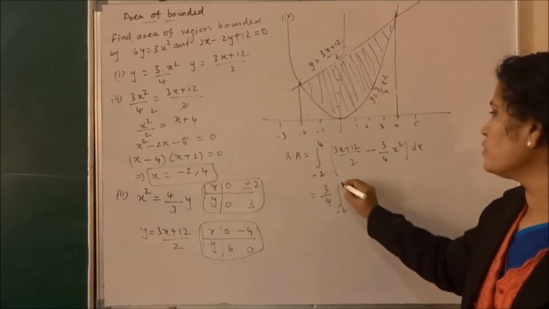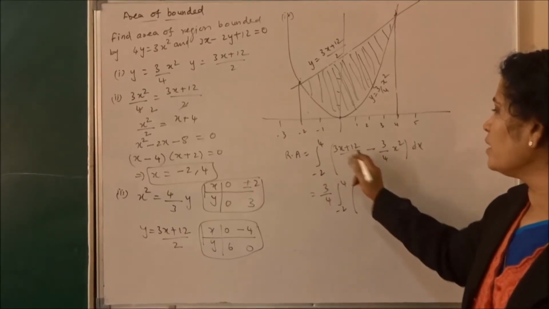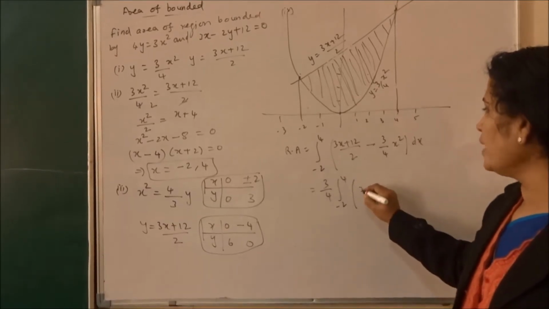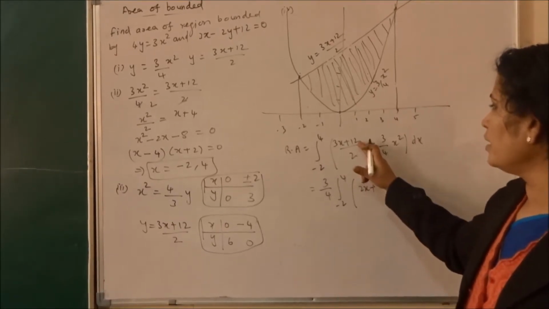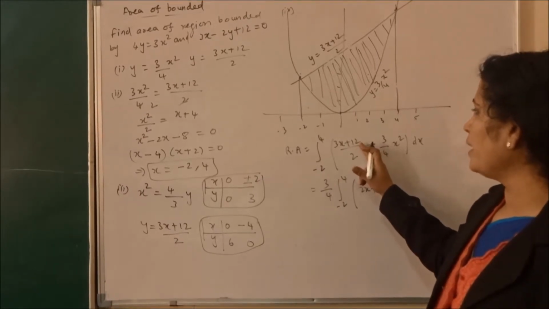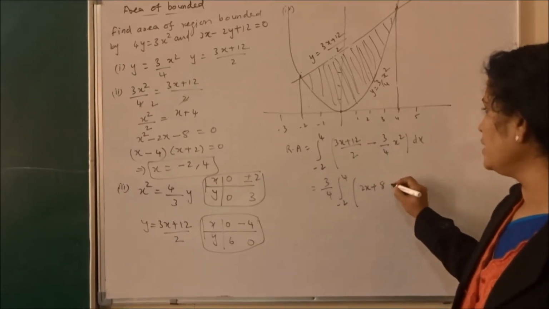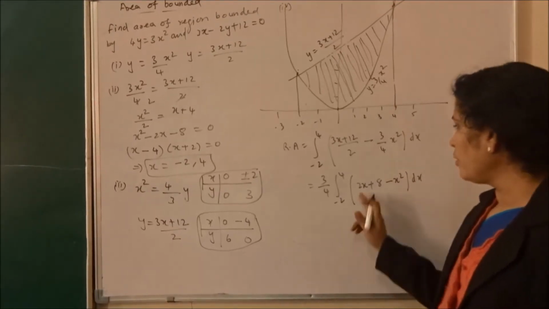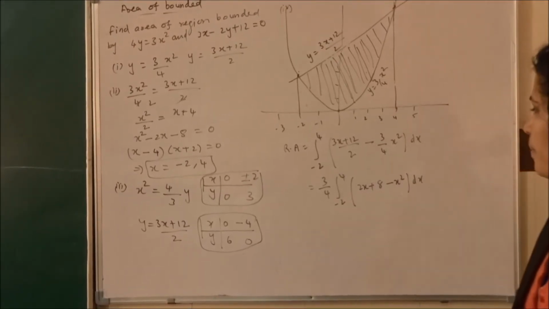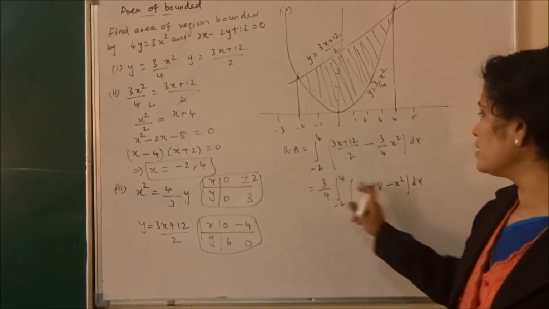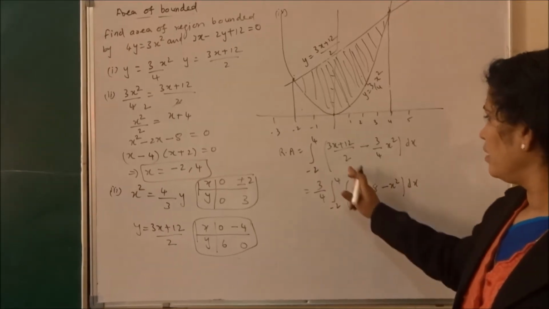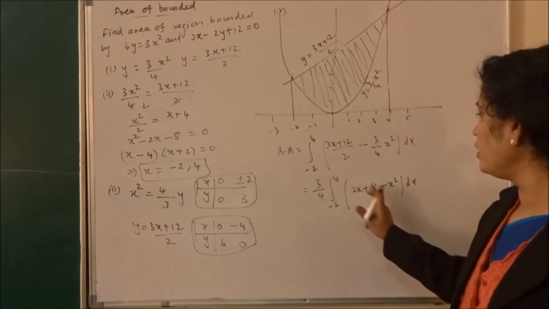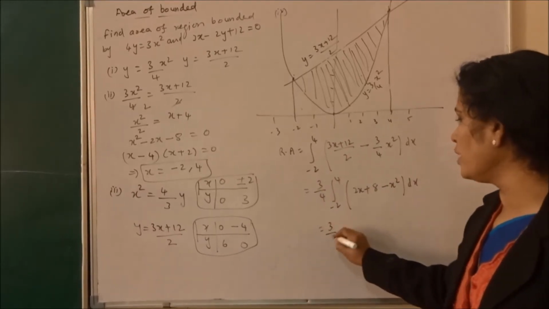So integral from minus 2 to 4. If I take 3 by 4, this becomes 2x, and then here 3 I have taken, so remaining is 4. That is 8 minus x square, into dx. Now this is x and this is 2, 3s are 6. That is 4 means I am taking 3 as common, 4 and 2 are 8. Okay, now that is equal to 3 by 4.